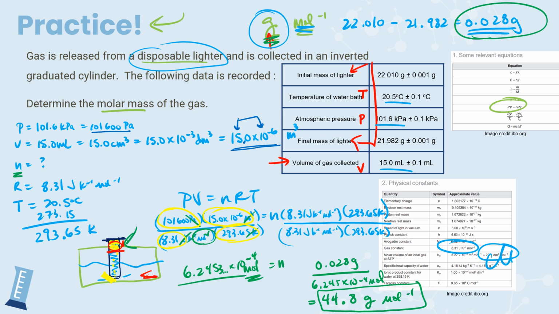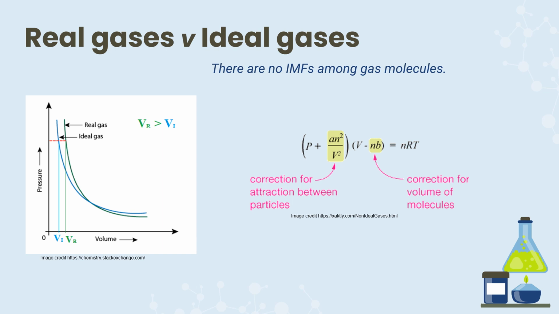By the way, we're going to do this in lab. Get excited. But before we can go to the lab, we need to talk about how real gases deviate just a little bit from ideal gases. One of our assumptions of ideal gases is that there are no intermolecular forces amongst those gas molecules. Of course, that's not true. There are definitely going to be, at the very least, some London dispersion forces amongst our gas molecules.